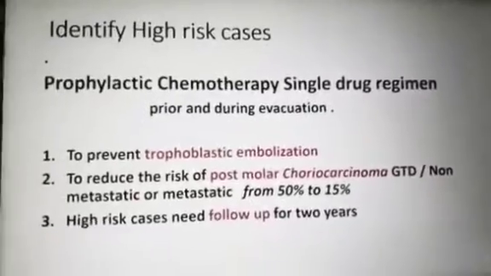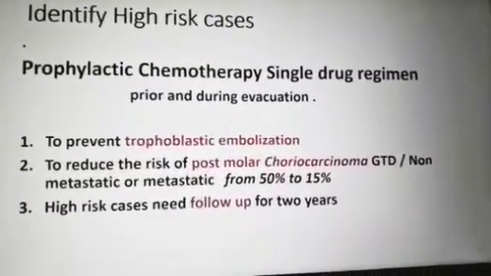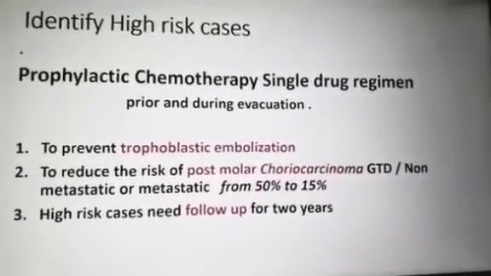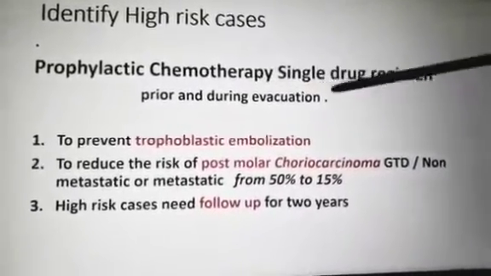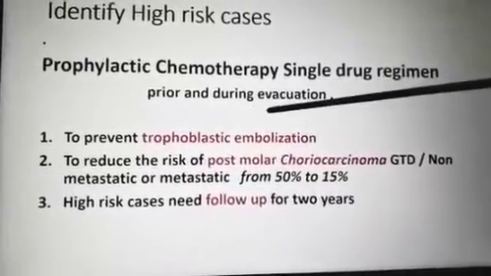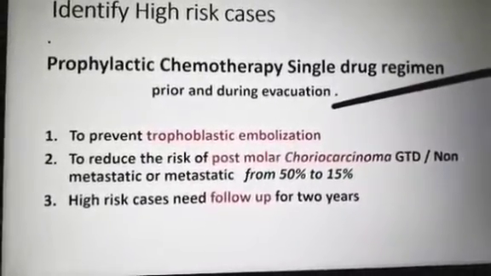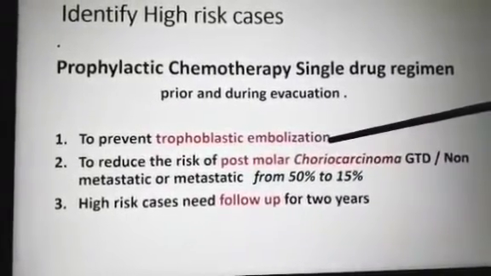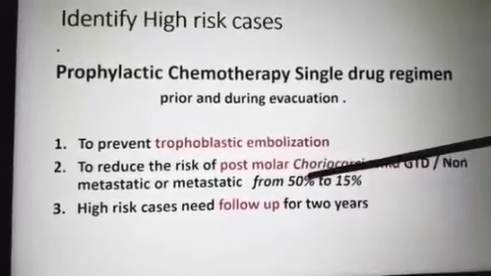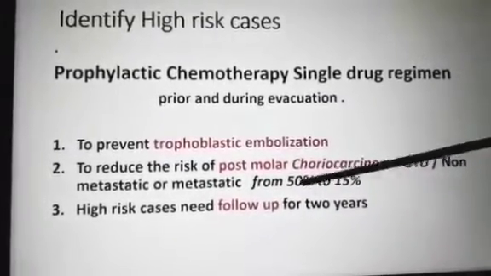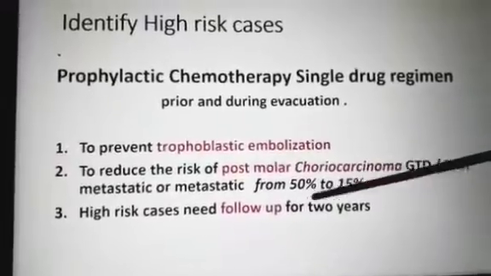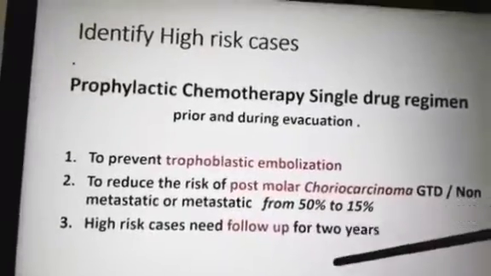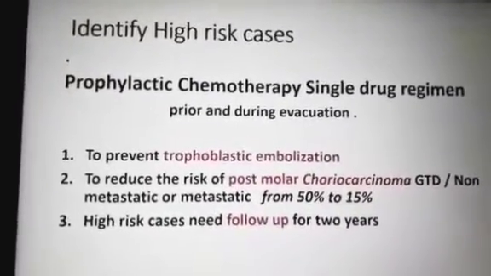Why should one identify the high risk cases in molar pregnancy? Because high risk cases need prophylactic chemotherapy in the form of a single drug regime prior to and during evacuation. What is the purpose of this chemotherapy? The purpose is to prevent trophoblastic embolization. It will reduce the risk of post-molar choriocarcinoma from 50% to 15%. High risk cases need follow-up for 2 years. Low risk cases need follow-up for 1 year.